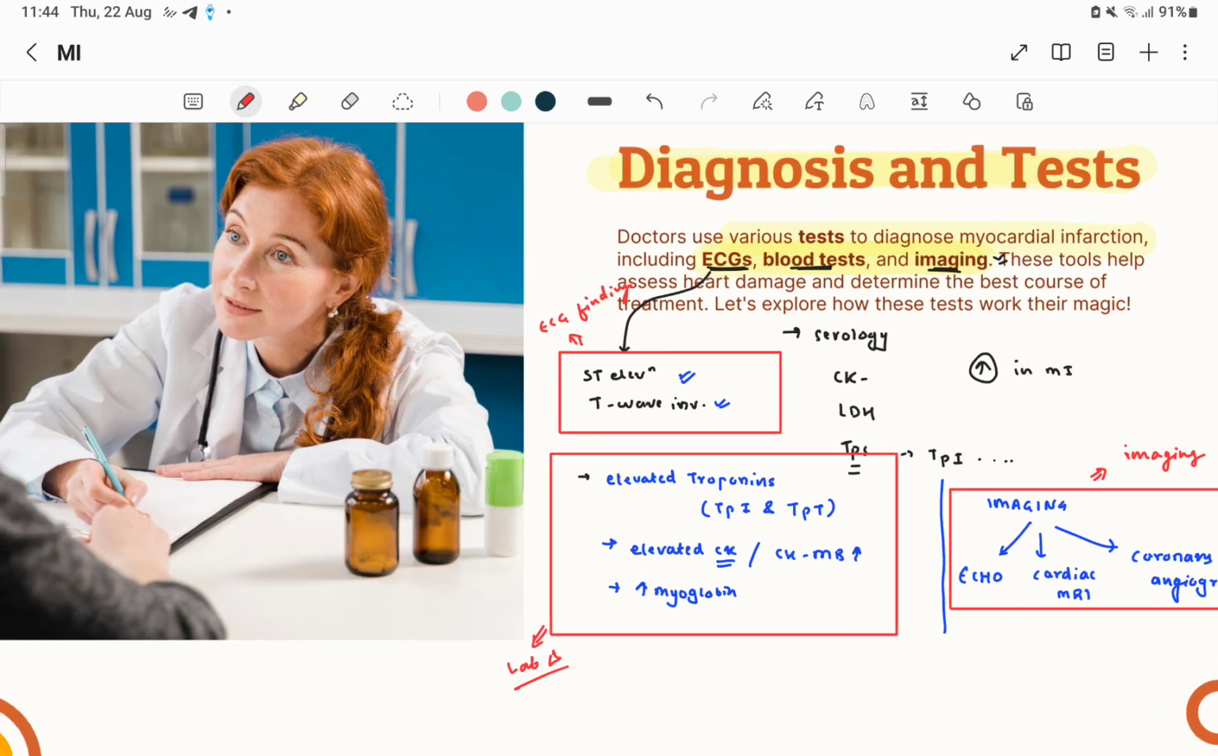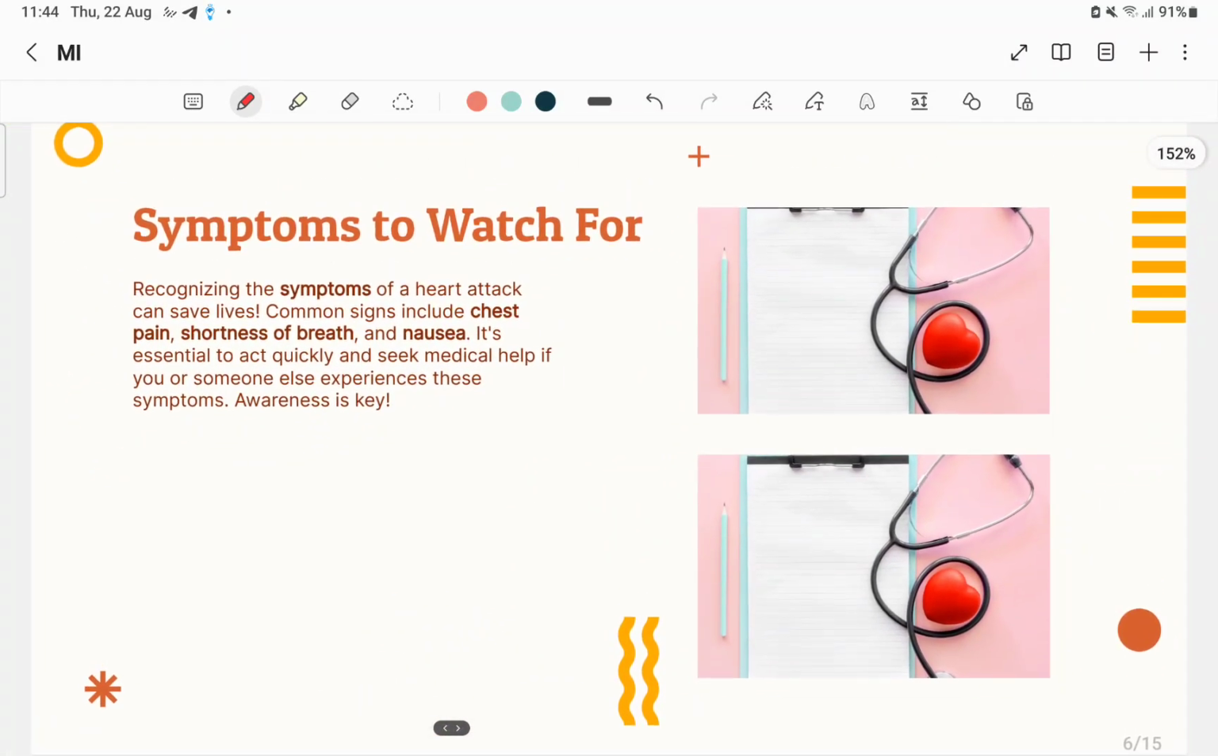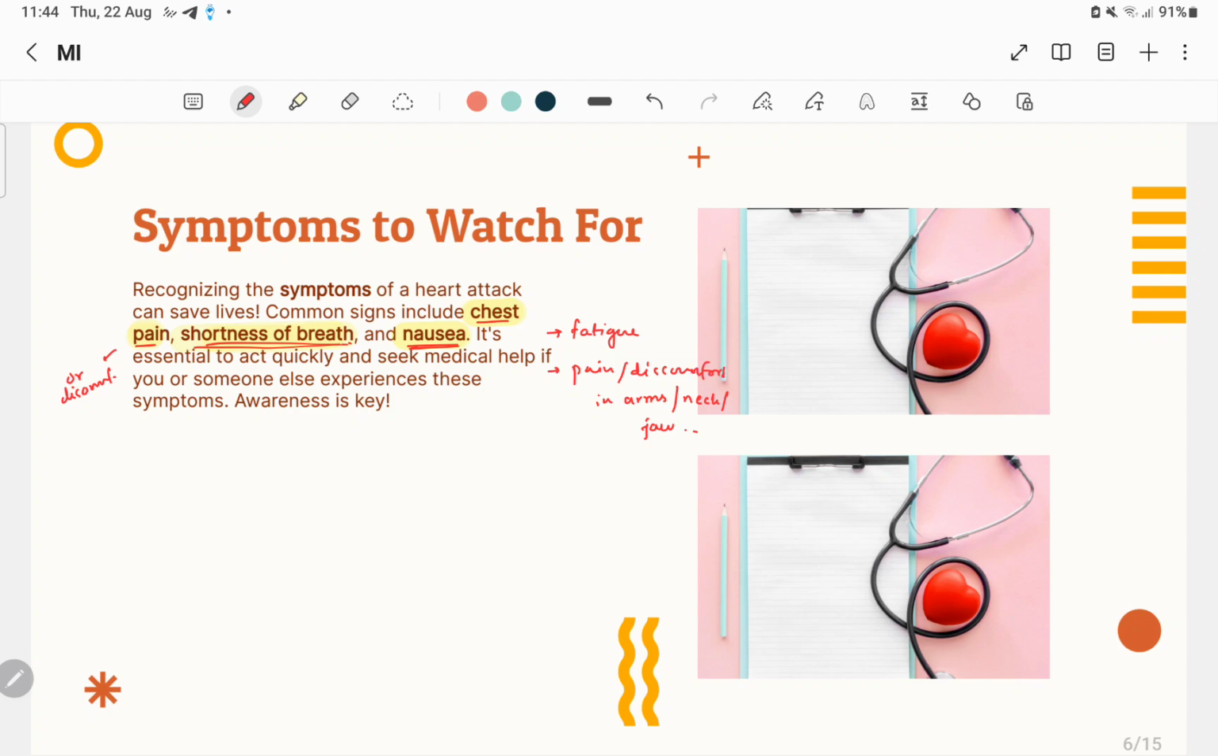Let's move to the clinical presentation which we left behind when we were discussing. So symptoms to watch for: recognizing the symptoms of a heart attack can save a life. Commonly chest pain, shortness of breath and nausea. Basically there will be chest pain or discomfort first, there is shortness of breath, nausea, fatigue, and pain or discomfort in the arms, neck, jaw, right? This type of thing may occur, right?